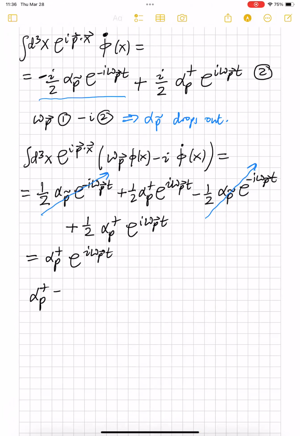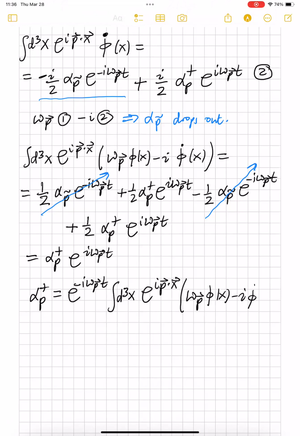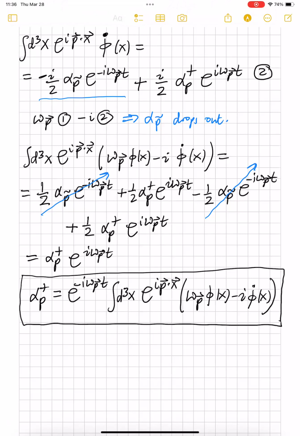Alpha p dagger is equal to, I'm going to take the exponential over to the other side, so minus i omega p t, we have an integral d3x e to the i p dot x. We have omega p phi of x minus i phi dot of x. Very good. So we've now got a formula for alpha dagger in terms of phi and phi dot.